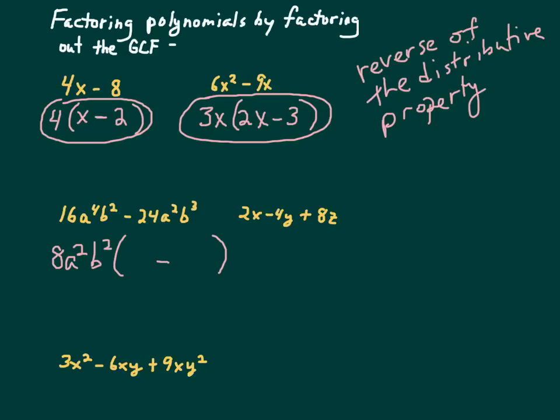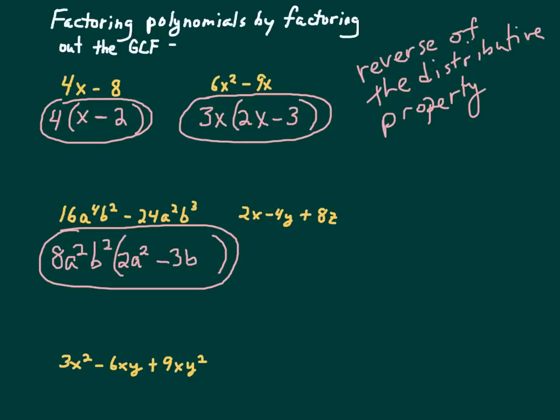So 8 times what equals 16? 2. A squared times what equals a to the fourth? A squared. And I've got b squared times what equals b squared? 1, so I don't have to put anything. Then I have 8 times what equals 24? 3. A squared times what equals a squared? 1. Don't need to put anything. B squared times what equals b cubed? B. So that's the result of that one.